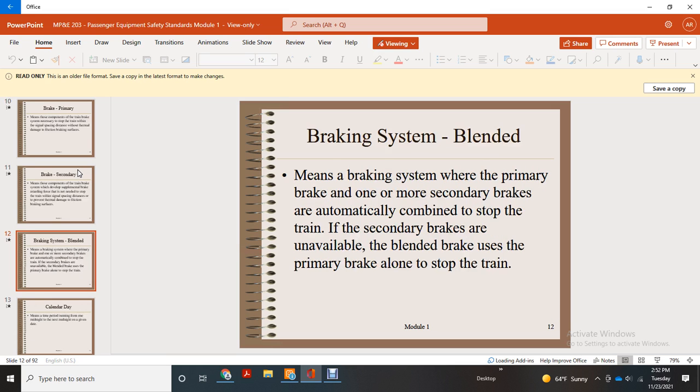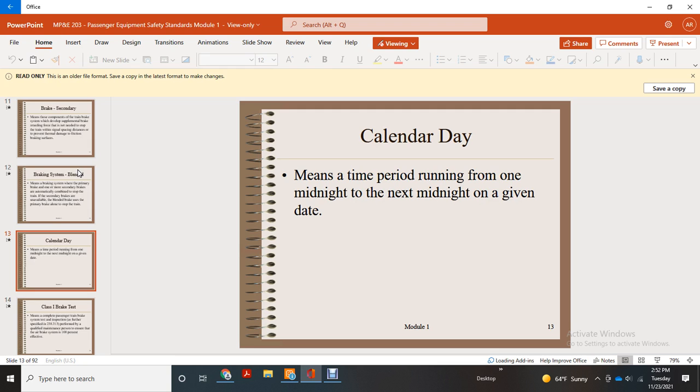Brake system, blended, means a braking system where the primary brake and one or more secondary brakes are automatically combined to stop the train. Where the secondary brakes are unavailable, the blended brake uses the primary brake alone to stop the train. Calendar day means a time period running from one midnight to the next midnight on a given date.